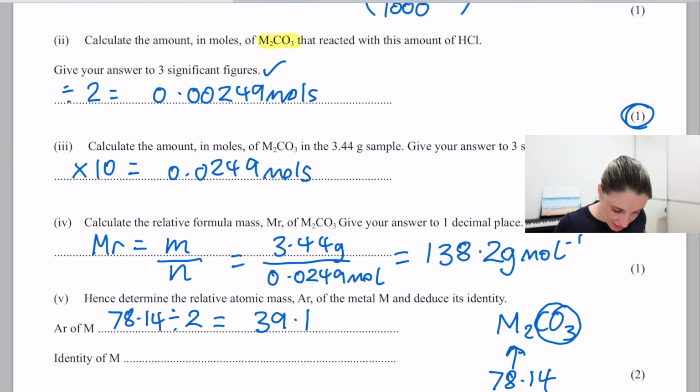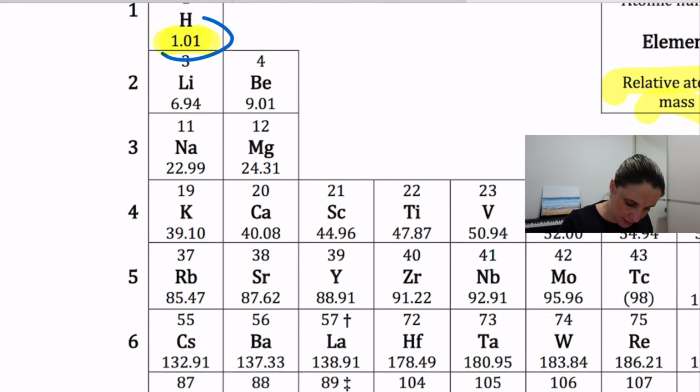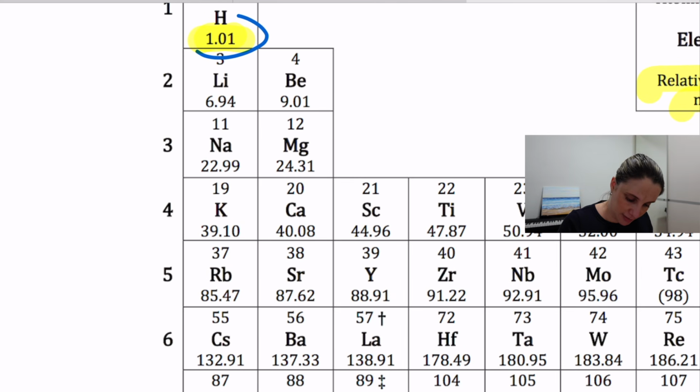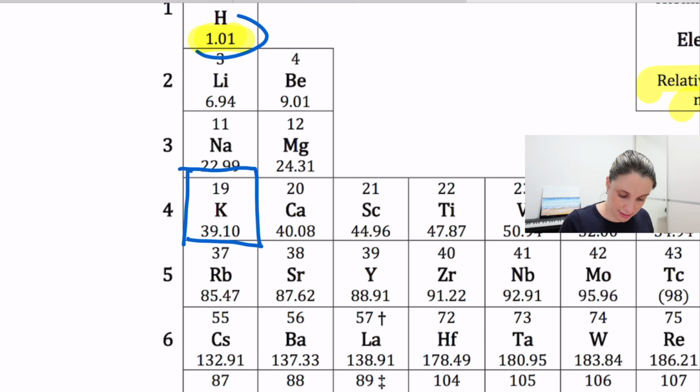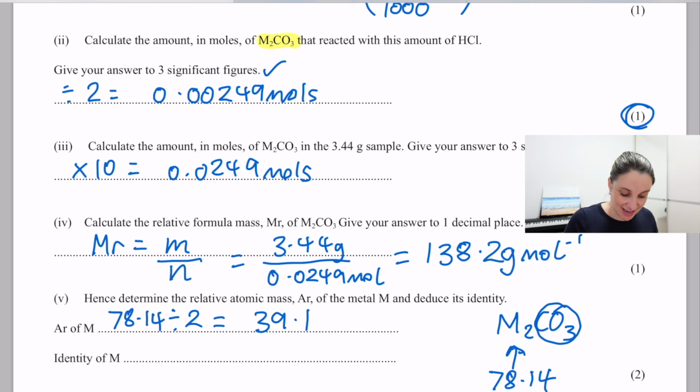It then says, what is M? So if I go to my periodic table, I'm looking for a metal, and you can see here that potassium has a relative atomic mass of 39.1. I kind of had a clue that it was group 1 because it formed M2CO3. So the identity of M is K, or potassium.